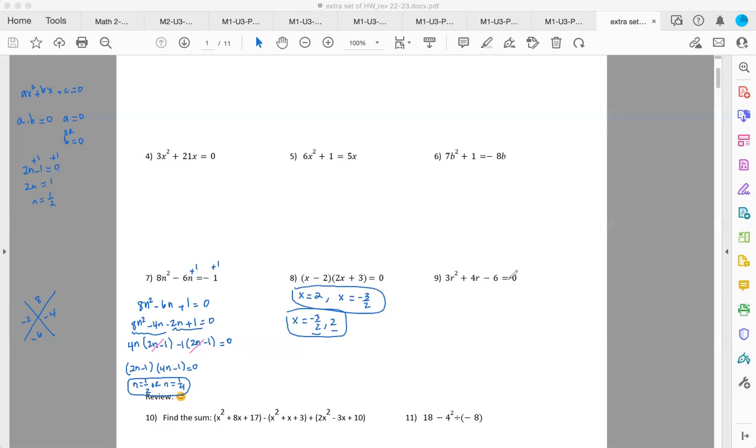For 6, real quick, again, you have to add the 8b over. And make sure when you add them, they are in this order. The x squared first, then the b, and then the constant. Remember, x squared, then x, and then constant. And sometimes you may not have a constant. It depends on the situation.